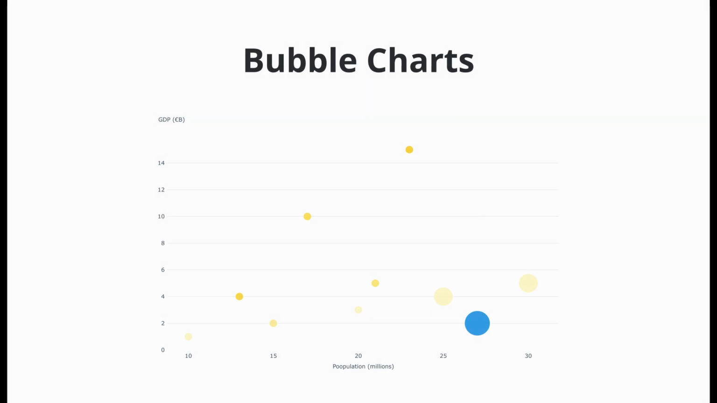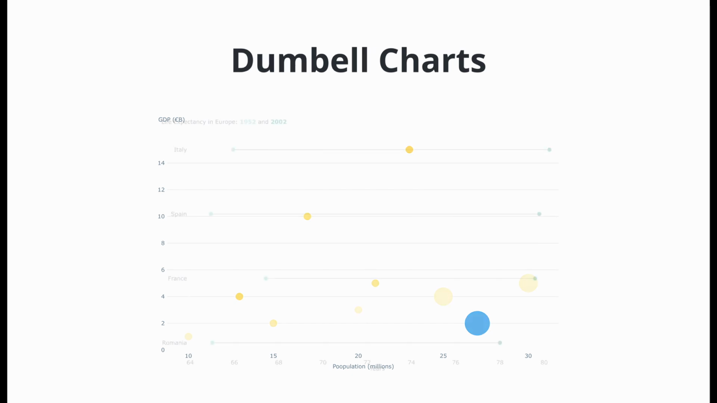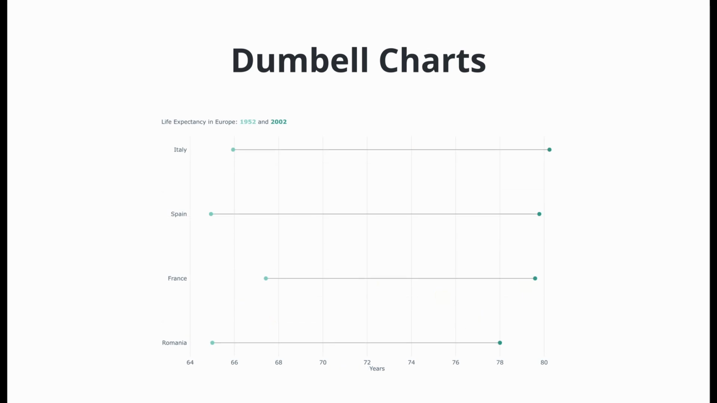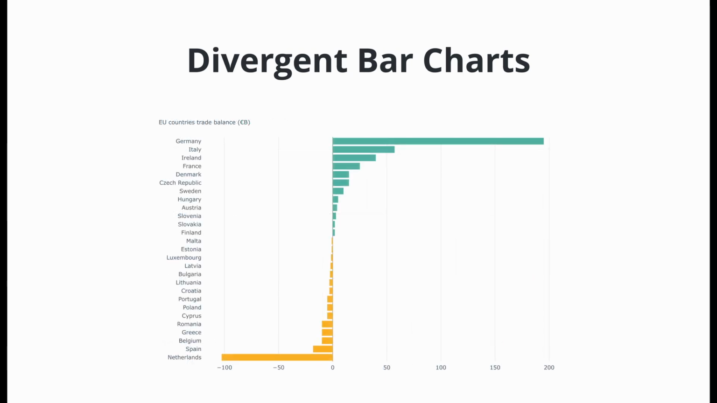Bubble charts to visualize 3 to 4 dimensions of data, useful for showing relationships between variables. Dumbbell charts to compare 2 values for each category, highlighting the change or difference between them. Divergent bar charts to show positive and negative values diverging from a central axis, ideal to show contrasts, profit and loss, or changes above or below a baseline.